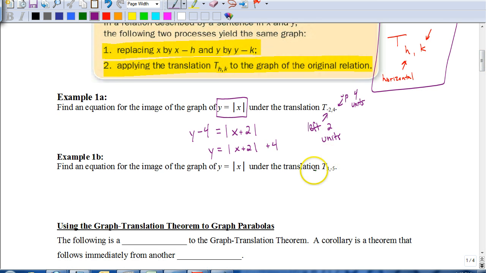So if I had one like this, T sub 3, negative 5, that means we have a translation that's going to move our figure 3 units to the right and 5 units down. So why don't you guys take a second, see if you can write what this new equation will be. So pause the video and hit play when you're ready to go.